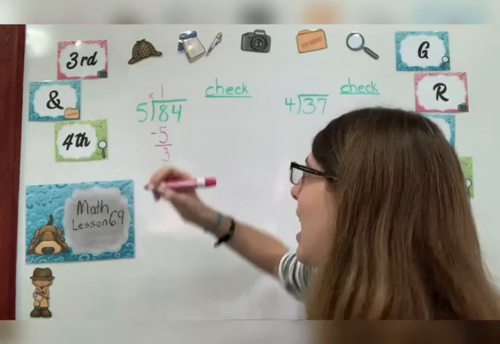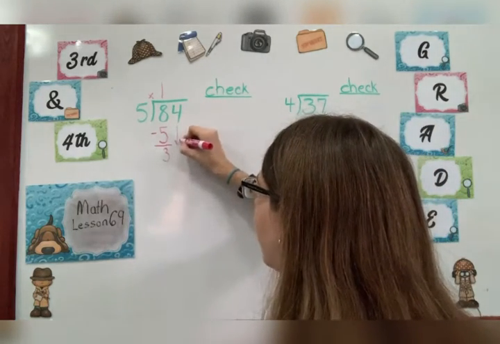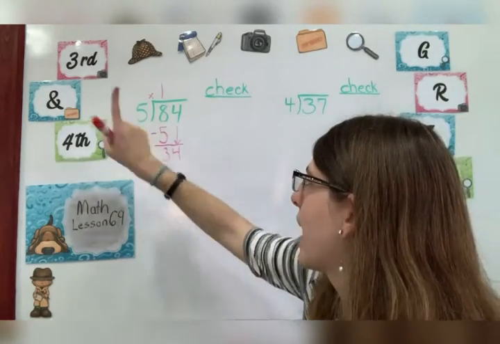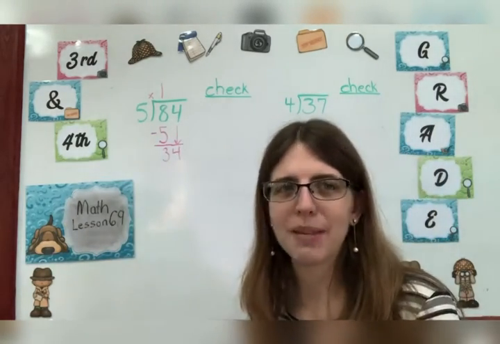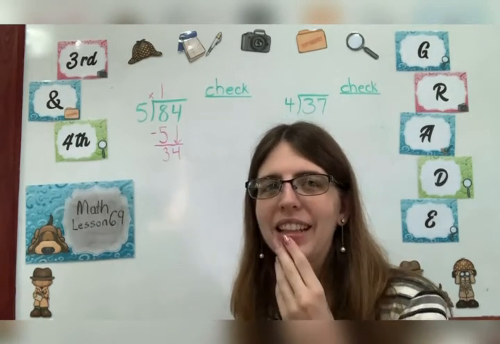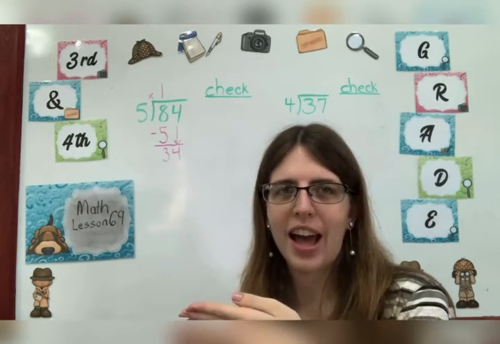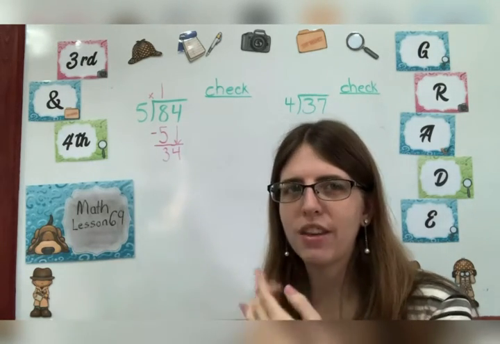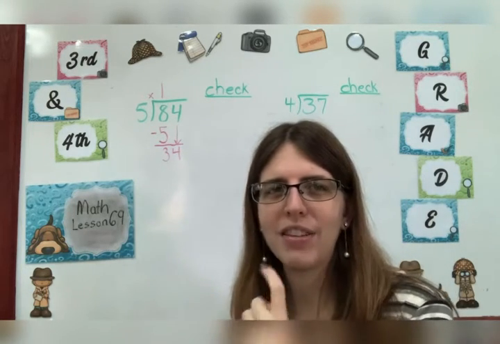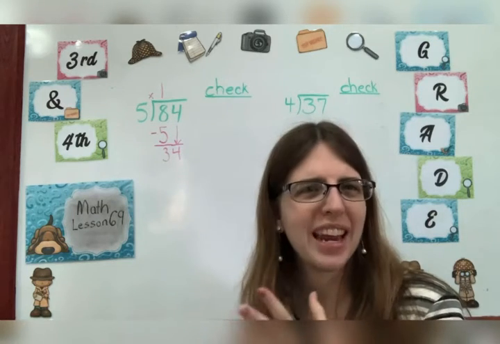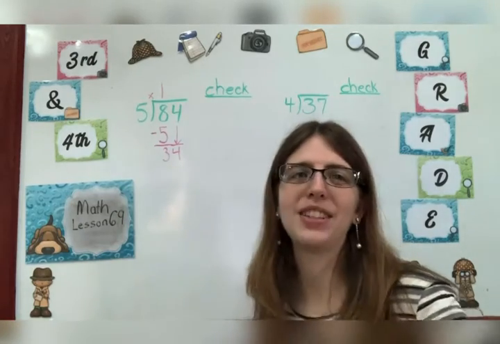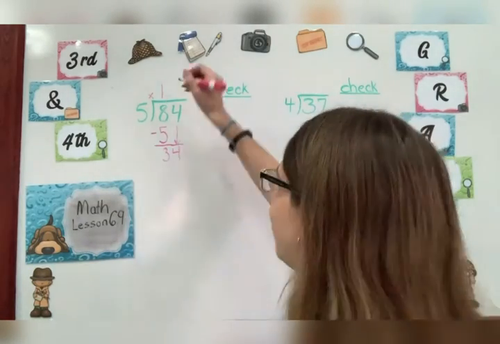So I can go ahead to the next step and bring down my 4. So now I have 34 divided by 5. How many groups of 5 can be in 34 without going over? Well, let's see. Let's start with 5. If I have 5 groups of 5, that's 5 times 5, which is 25. I think we could fit some more. How about 6 groups of 5? 6 times 5 is 30. Okay, that's less than 34. Can we get any closer? 7 times 5 is 35. Oh, that's too big. So we have to stop at 6.